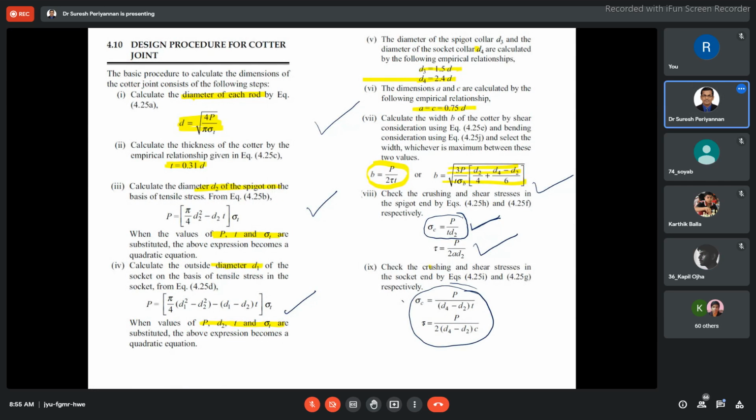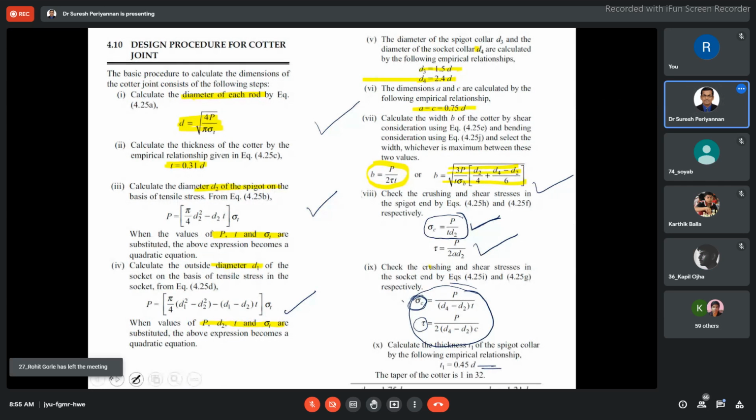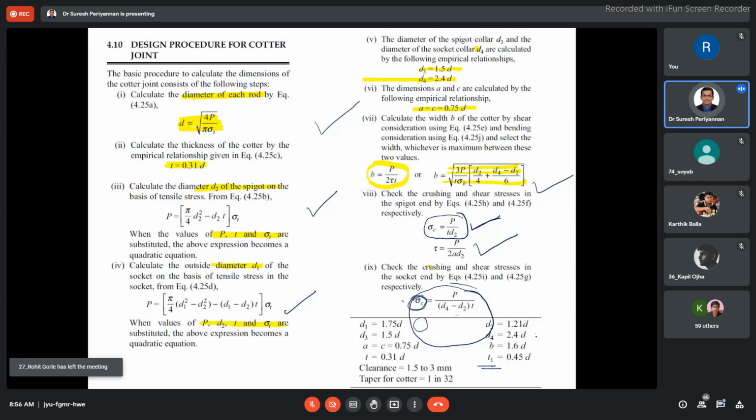Then we are verifying this, finding the sigma C and tau from the socket, which must be within the permissible limit. Okay. Now we move to the problem. This is nothing but the thickness of the collar, G1. This is a table.